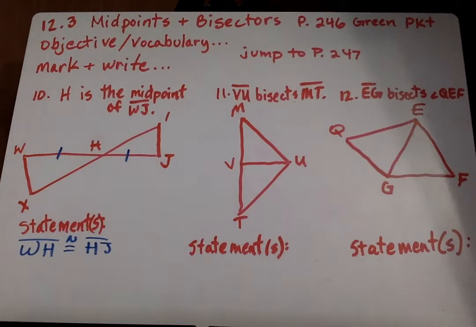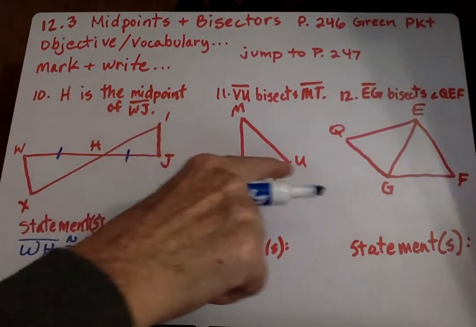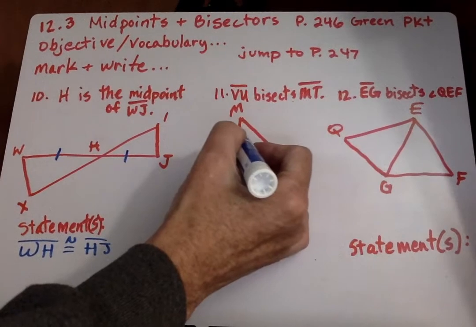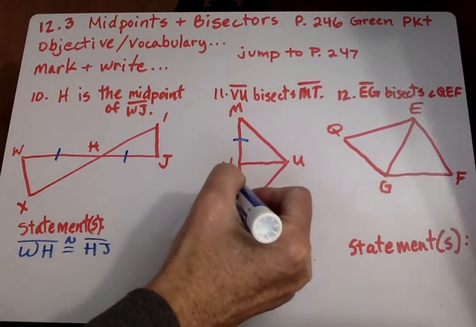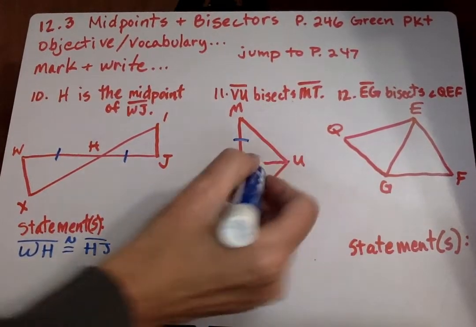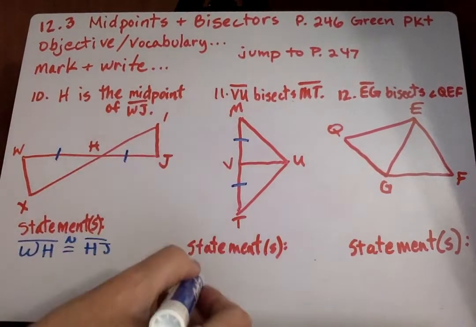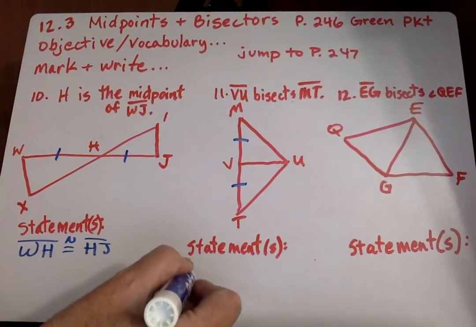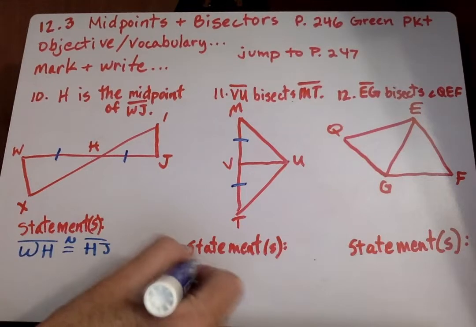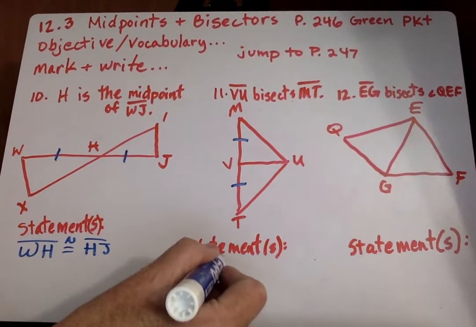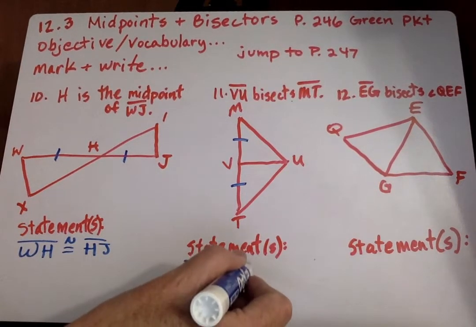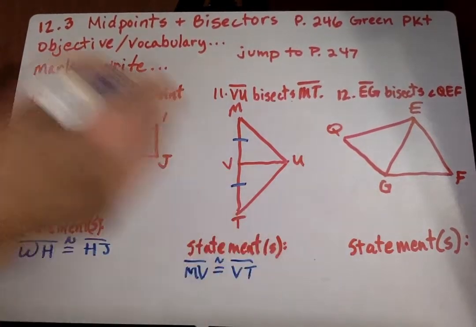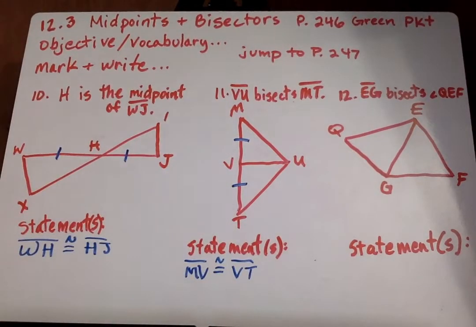Next, we're going to go on to 11. VU bisects MT. That means MV is congruent to VT because it bisects. There's the midpoint, so this has to be congruent to that. So we say line segment MV is congruent to line segment VT. And that's all you have to write there.